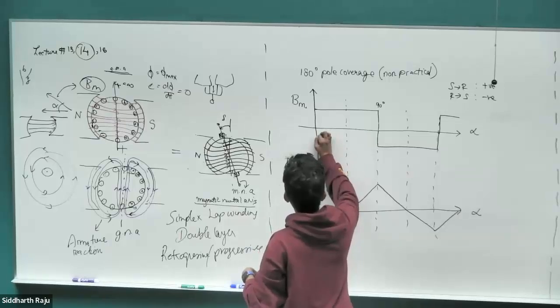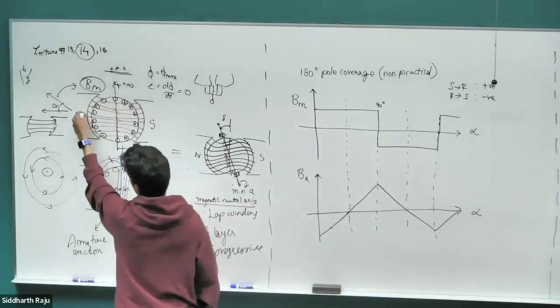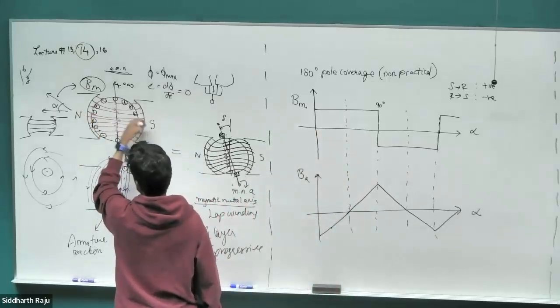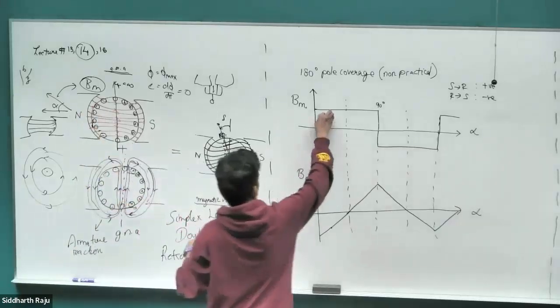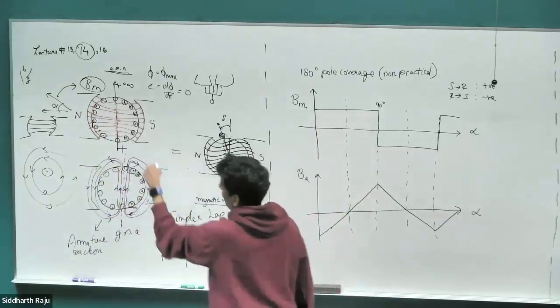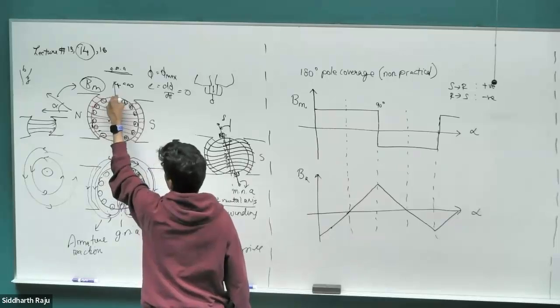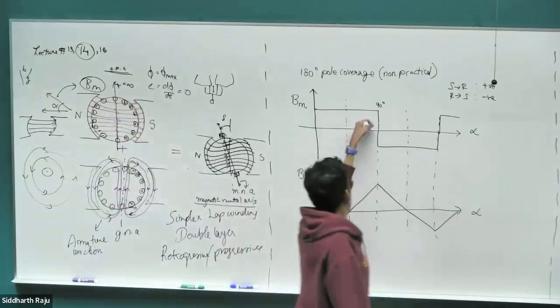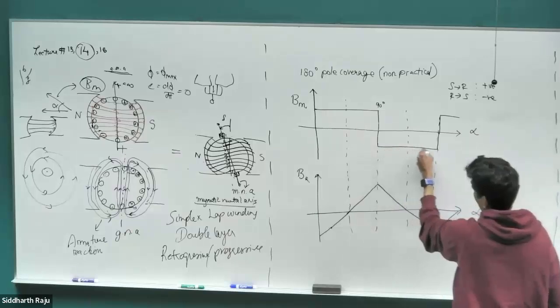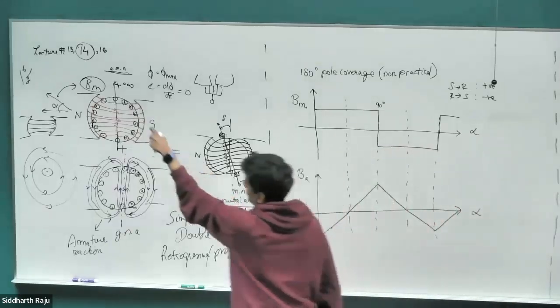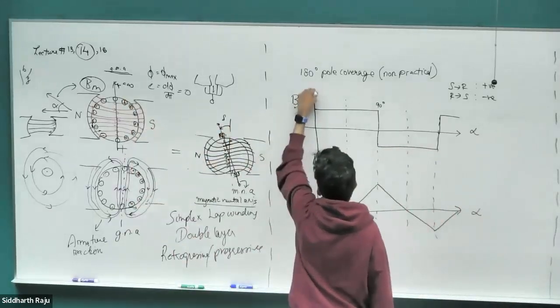So at 0 degrees, the field lines are going from the north pole, the stator, to the rotor. So my B is positive. And once I hit 90 degrees, the field lines are going from the rotor to the stator. So this is going to go negative, and then we go on and go on and go on. From 90 to, I should have gone a little bit symmetric.